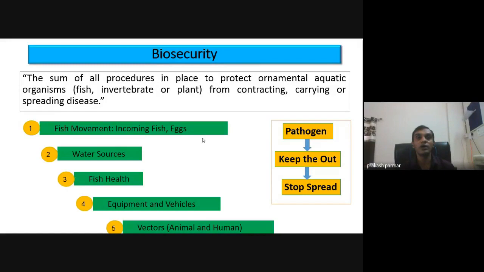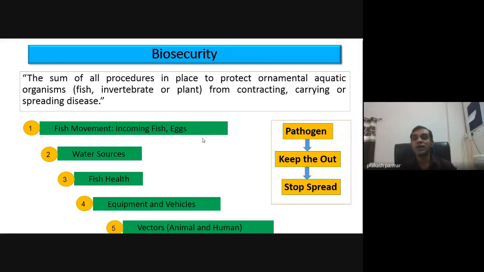So if we have proper biosecurity, we can avoid the entry of the pathogens first. For biosecurity, only three things we have to remember. The basic principle is, first we have to identify the pathogens. Which organisms we don't want to enter our system, in the pond or in the aquarium. Identify those particular pathogens or organisms and try to keep them out. That is the basic principle here: keeping them out, not letting them into our system.